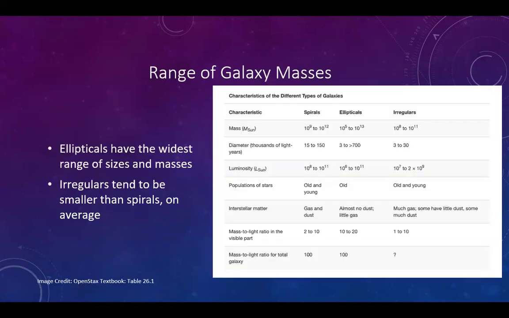So let's talk about the masses of galaxies. We can measure the mass of galaxies. Ellipticals have the biggest range of size and mass. Again, the very biggest galaxies and the very smallest galaxies are elliptical galaxies. Irregulars tend to be smaller than spirals on average.